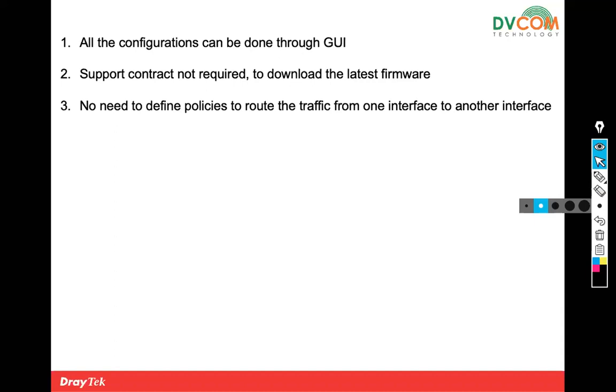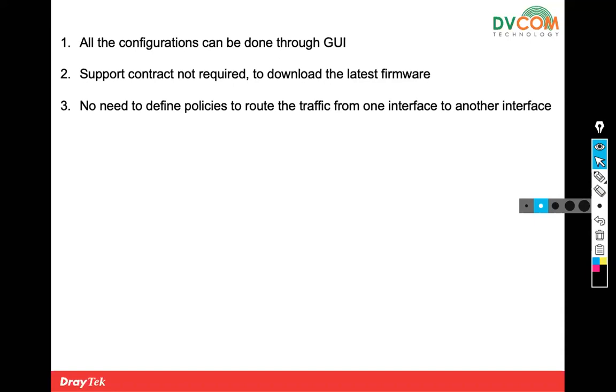But in the DrayTek, you don't need to write these kind of policies. Even if you are trying to do some port forwarding, let's say that I have an NVR in my office, and the people from outside want to access the NVR. So usually we are going to do the port forwarding. Then after that, you need to write certain policies. But in the DrayTek, you don't need to do that.